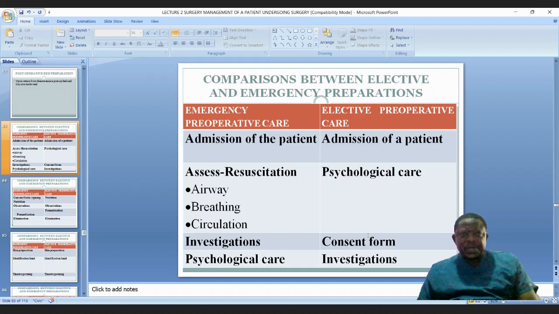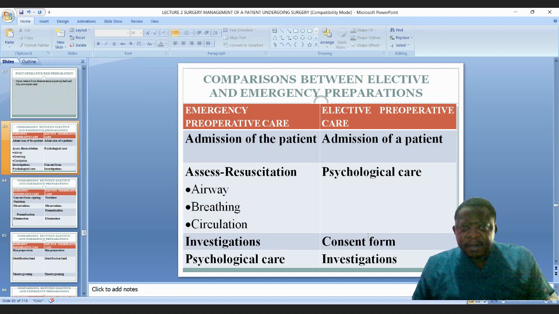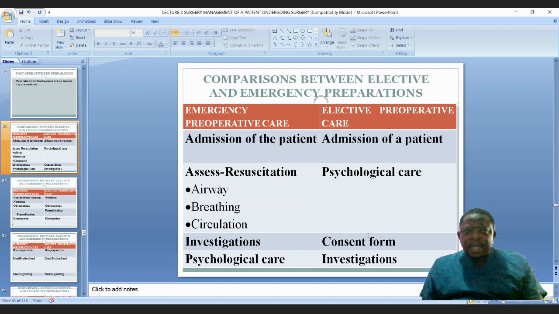So to discuss this, we are going to look at emergency pre-operative care and elective care. In emergency pre-operative care, we talk of admission of the patient. Even in elective pre-operative care, we talk about admission of the patient. So this applies in the elective pre-operative care too. Then in emergency pre-operative care, there's assessment or resuscitation that will constitute airway, breathing and circulation, whilst in elective surgery, there is psychological care. There's also psychological care in emergency pre-operative care, but once you finish the admission process for an emergency, you go right into resuscitation, and this can be done simultaneously.